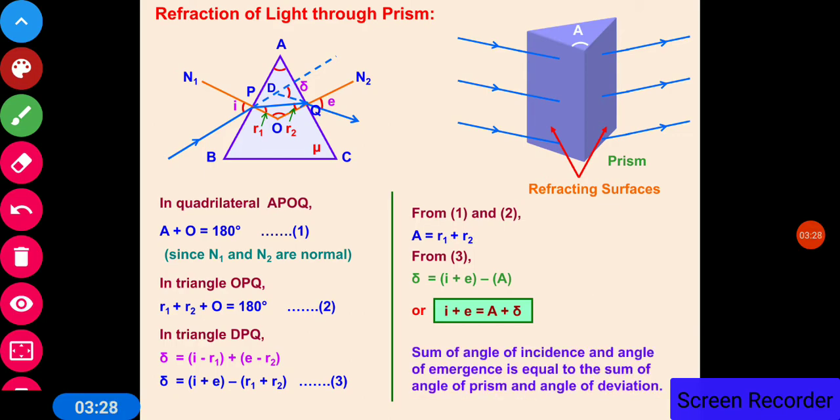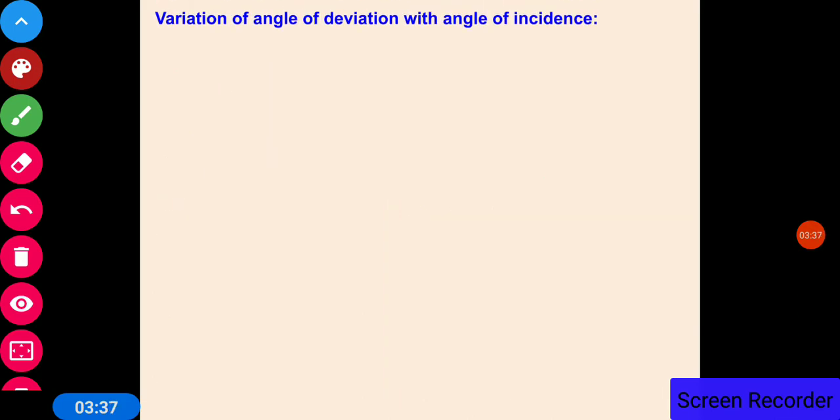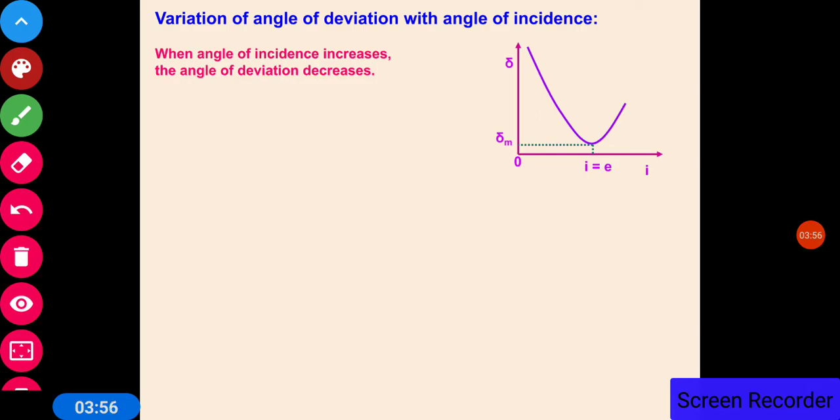The sum of the angle of incidence and angle of emergence is equal to the sum of angle of prism and angle of deviation. Now, variation of angle of deviation with angle of incidence. Let us study it. If we draw a graph between I and del, we find the shape of the graph like this. What could you find out from this? That when angle of incidence increases, the angle of deviation decreases.